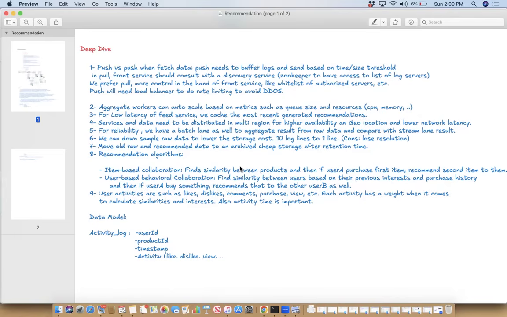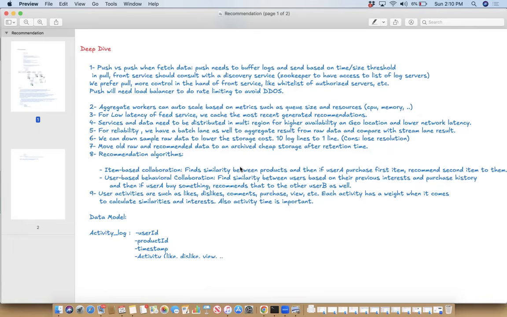These are bonus points if you have time to talk about them. We can downsample raw data to lower the storage cost. For example, 10 lines of log can be turned into one line. It means that we are losing resolution and precision of log data, but it might not be a bottleneck. In order to save cost, we can do that.